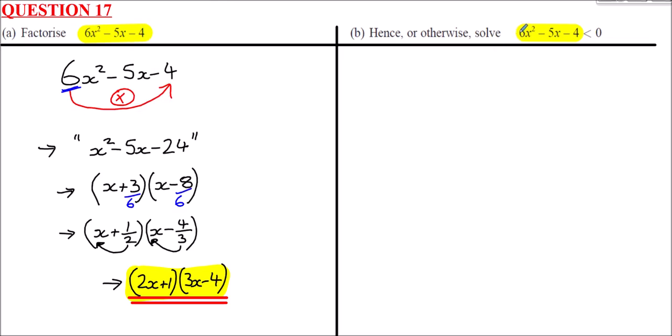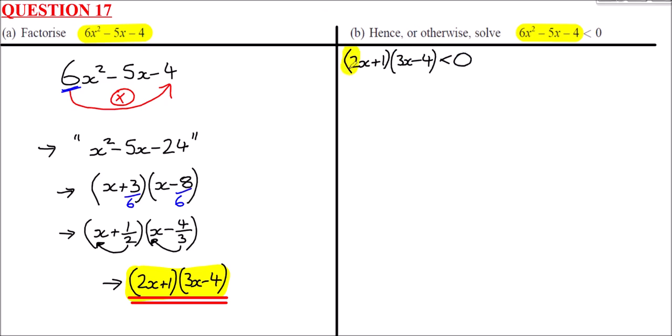Now what we need to do, the key word here is hence. In other words, use what we did in part A to help you to solve this. So I need to solve this quadratic inequality. 6x squared minus 5x minus 4 needs to be less than 0. So I'm going to use the factorized form of it. So 2x plus 1, brackets 3x minus 4, needs to be less than 0.